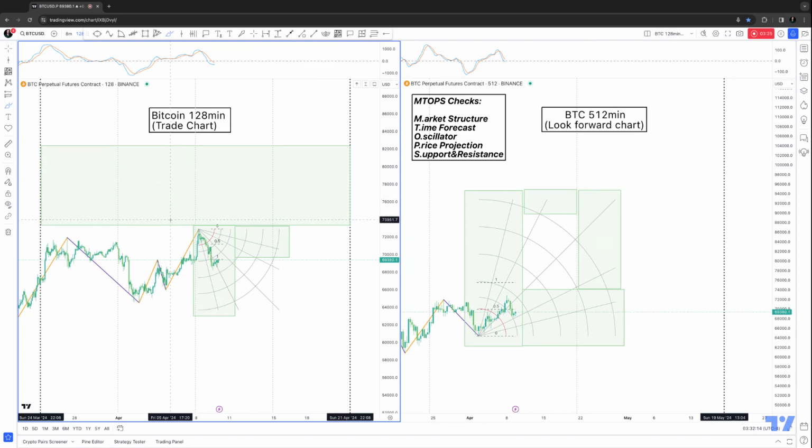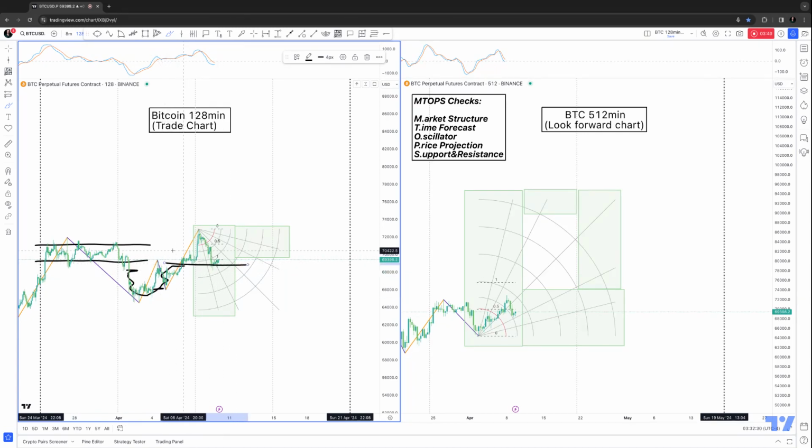What we're seeing over here is that we've had quite a ranged start, and this was Easter weekend's fault. Then it very quickly dipped down and jumped back up into range, and now we're back into this ranged area over here.